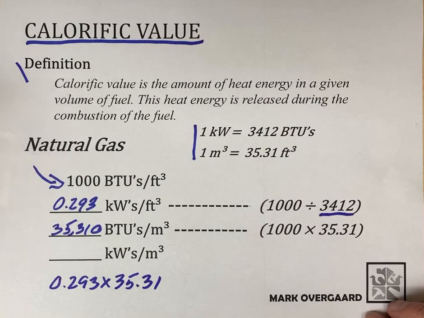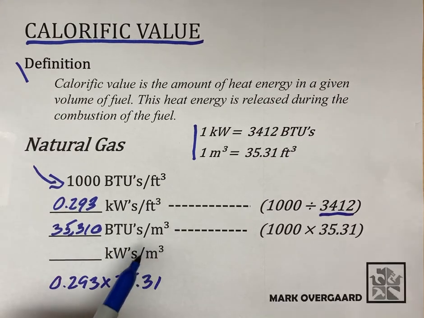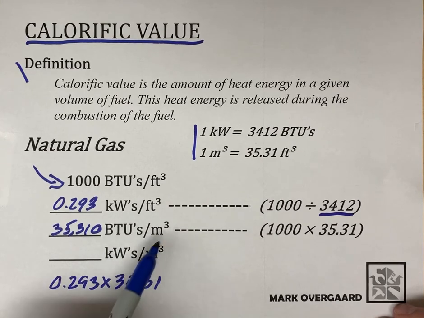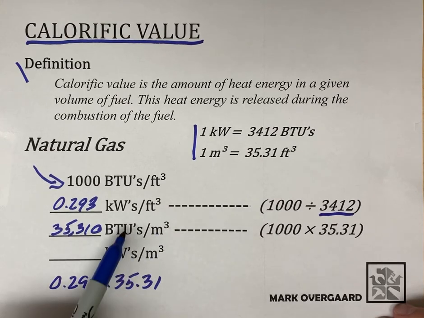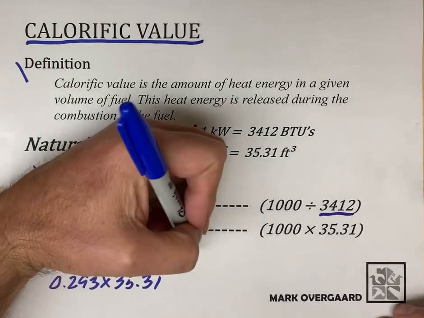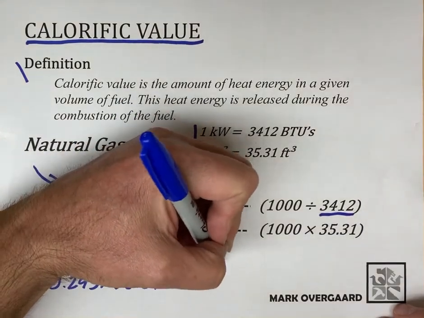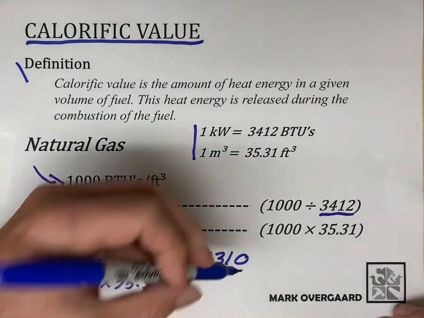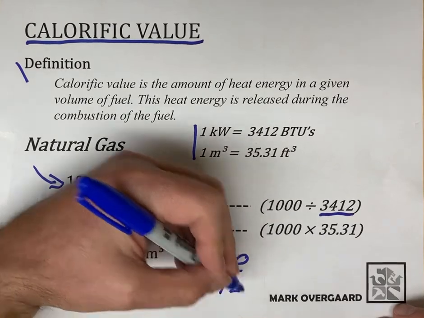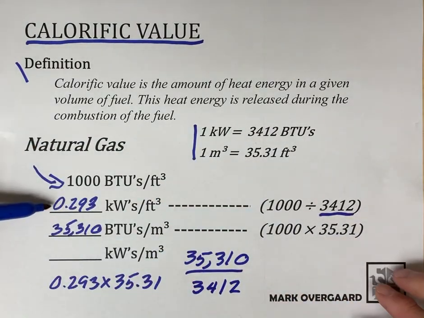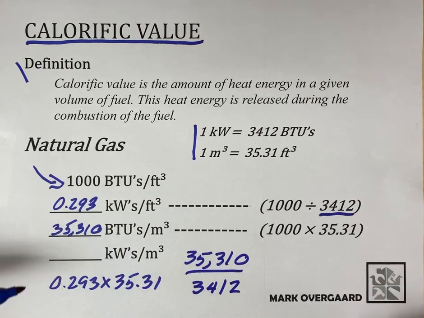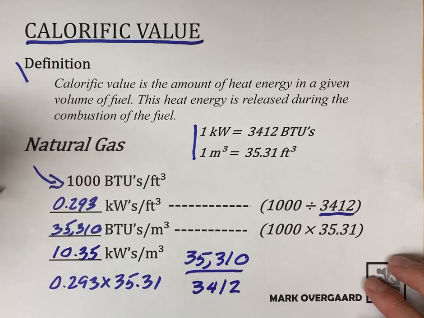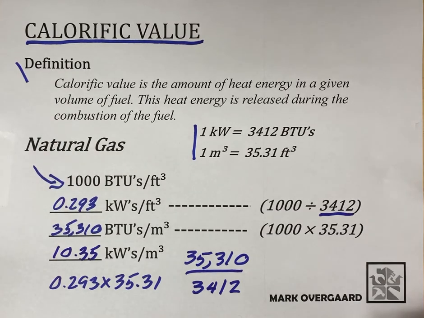Now the other way we could do this, we can do it two different ways. BTUs per cubic meter to kilowatts per cubic meter. The volume is the same, but the way we say the heat energy is different. So we would take 35,310 and divide it by 3,412. Either method, either way, going from here to here or there to there, we're going to get the same thing. And what we end up with is 10.35 kilowatts per cubic meter.